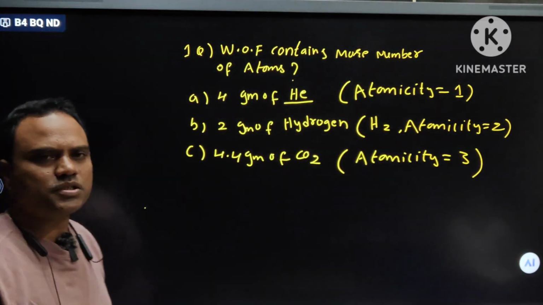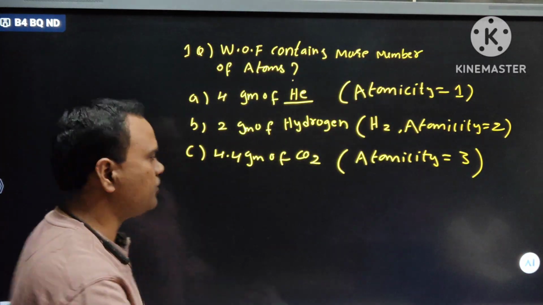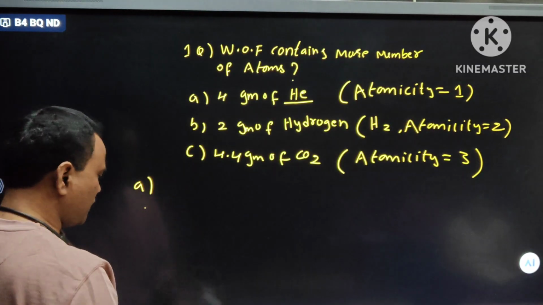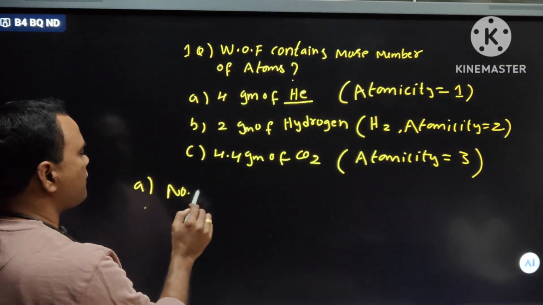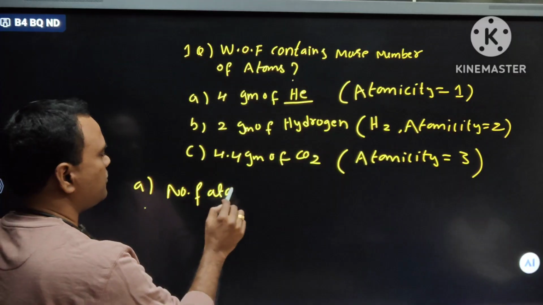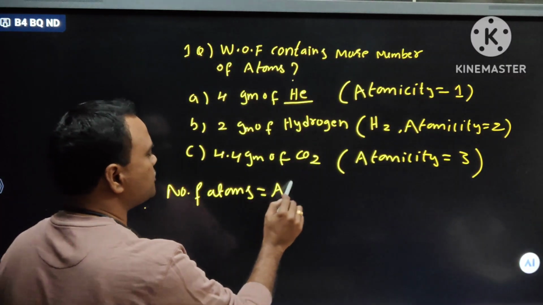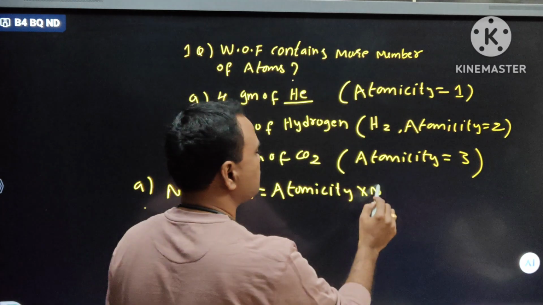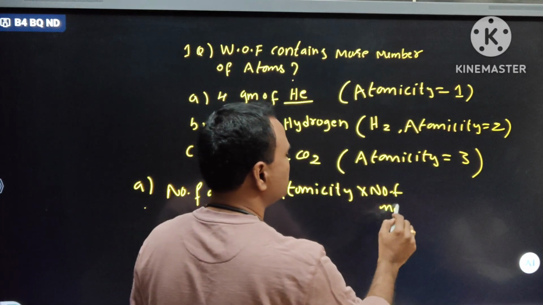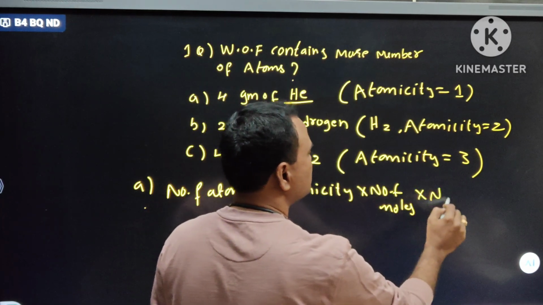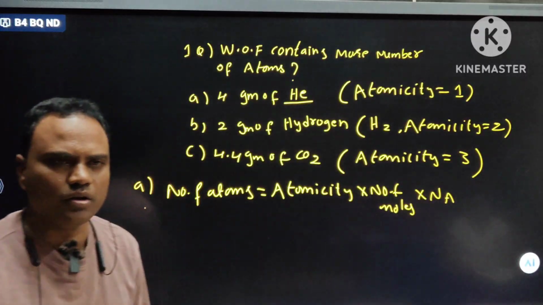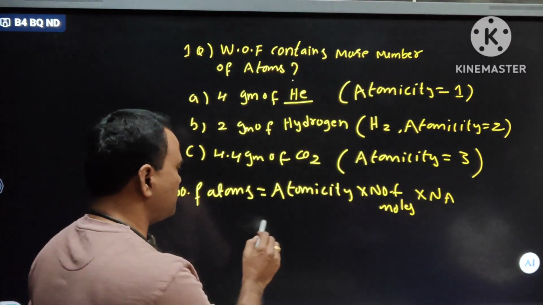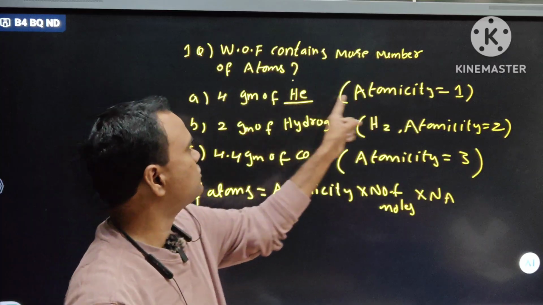For the first option, let us calculate the number of atoms. For option A, number of atoms is equal to atomicity into number of moles into Avogadro number. This is the formula. Number of atoms, you have to learn by heart. Clear? Okay.